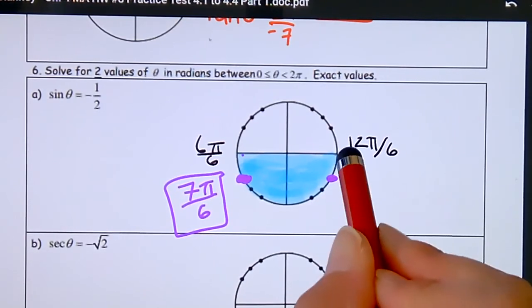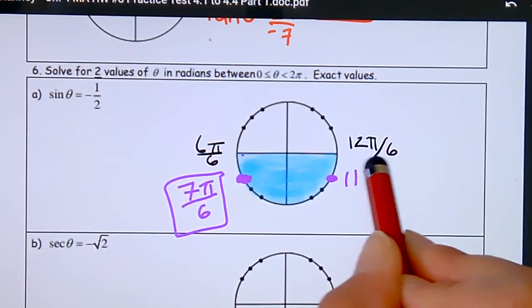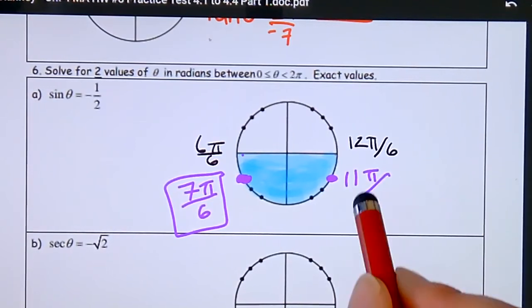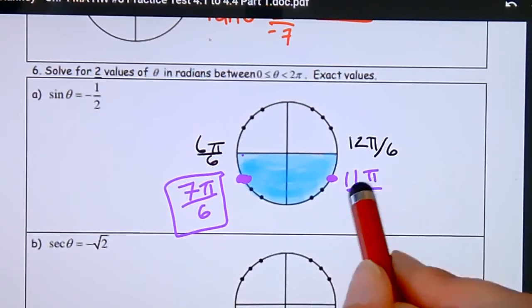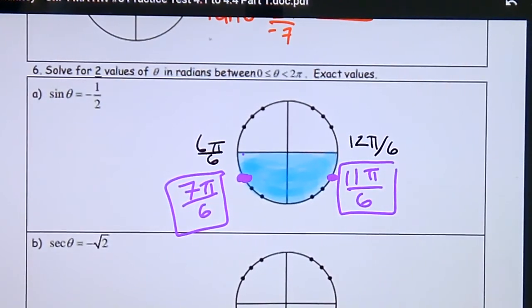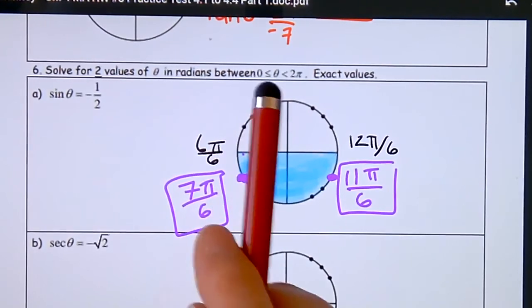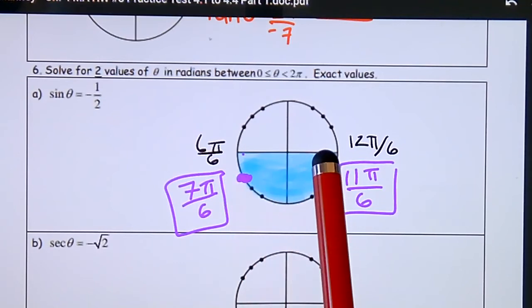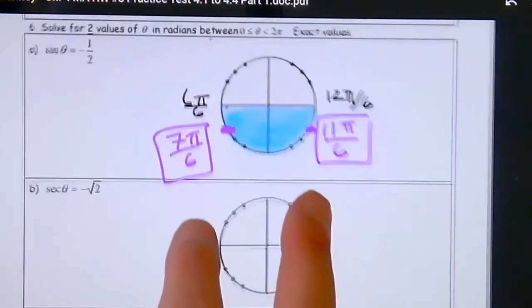So this is one short, so this is 11π. Let me write it better. 11π/6. And those are my two answers. Now, if they had asked us in degrees, and they said, oh, from 0 to 360, this is 180, this would have been 210. This is 360, this would have been 300. And those would have been my two answers.